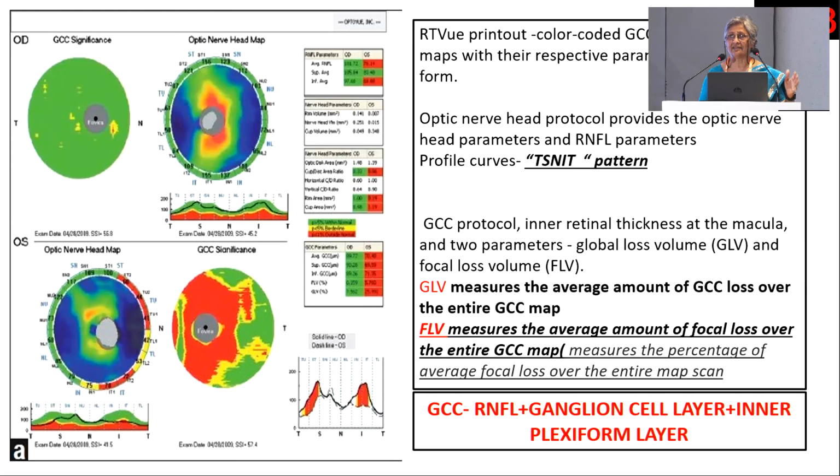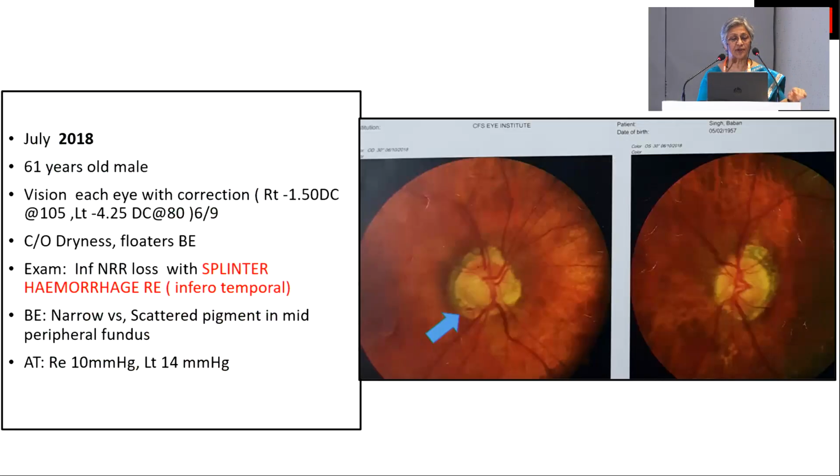We must understand that some OCTs give us a lot more information, for example, the RTVue. In this, it has a patented FLV, that is focal loss variance. It measures the amount of focal loss over the entire ganglion cell complex. And mind you, the GCC in different machines covers different areas. That's very, very important. Let's look at another case.